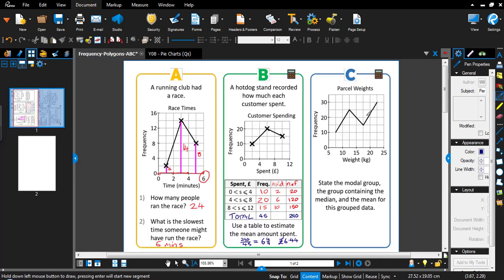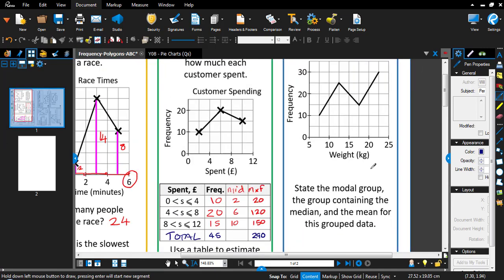Okay, next one. State the modal group. So modal is just an adjective, right? So the noun is mode. So they want to know what group the mode is in. So what values are the modal values, okay? So the mode is the most common value.